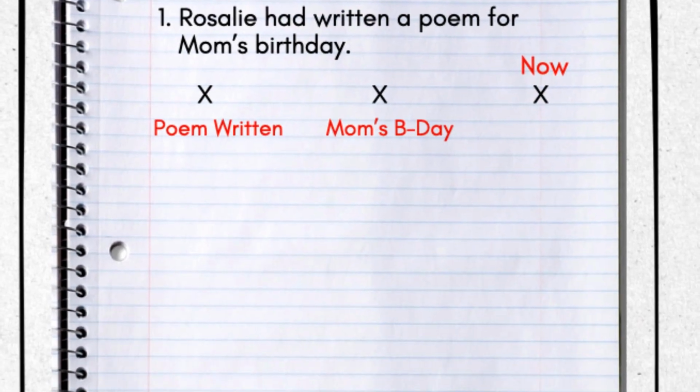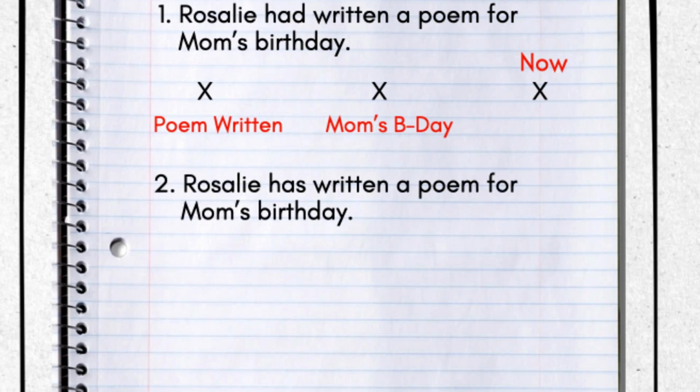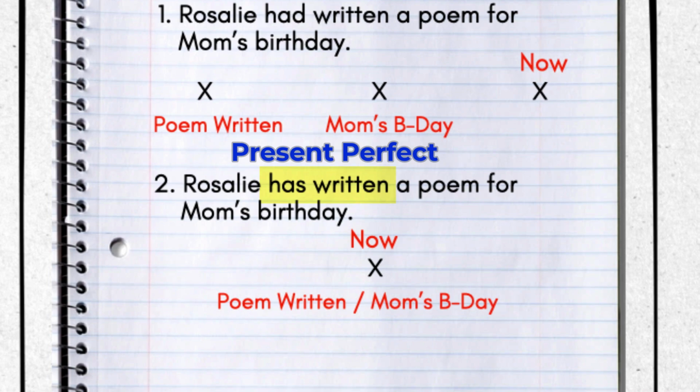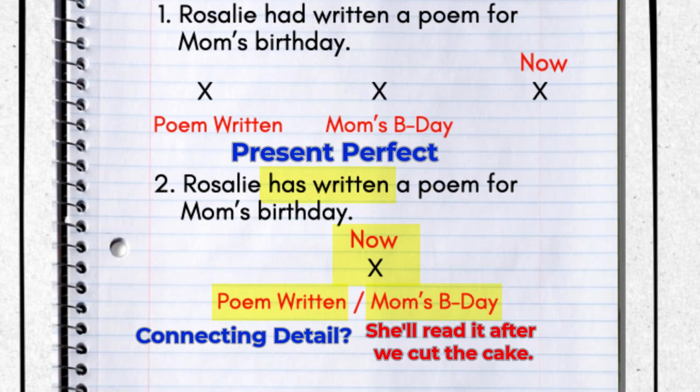So the same idea applies to present perfect tenses. Rosalie has written a poem for Mom's birthday. That's present tense. It's happening now. The poem is written. Mom's birthday is happening in the present. Okay, so what are we going to do with that? Rosalie has written a poem for Mom's birthday. She will read it after we cut the cake. Oh, okay. It's perfect. It explains exactly when something's happening.